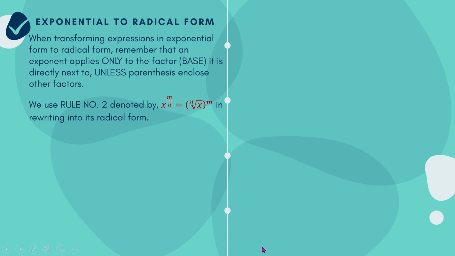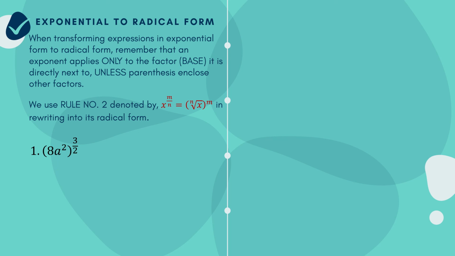So with this, we use rule number 2, denoted by the expression base x raised to exponent m over n, which is equivalent to, from exponential to radical, the radical symbol with base x, our index n since our denominator is n. The exponent outside the parentheses is m, since our numerator is m. So we will use this format in rewriting from exponential to radical form.